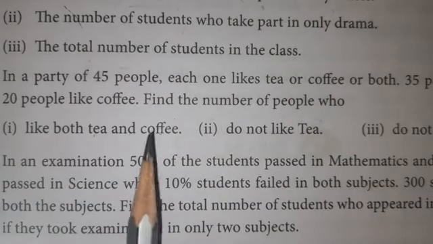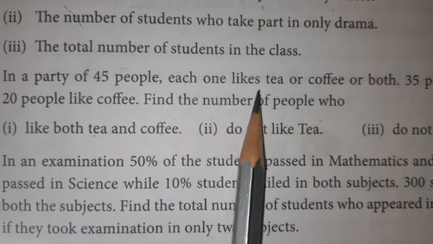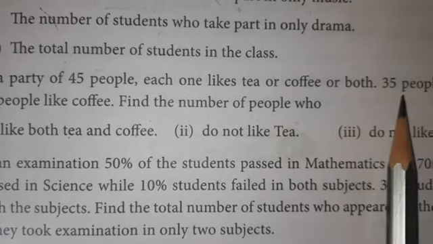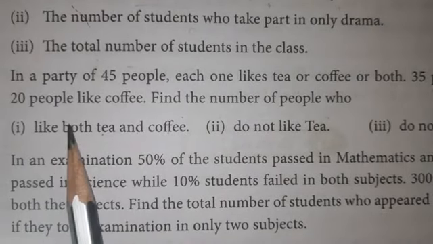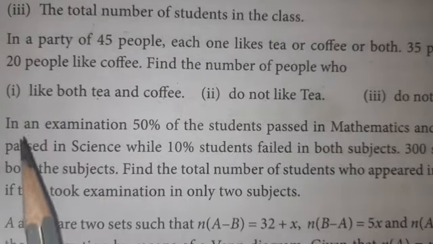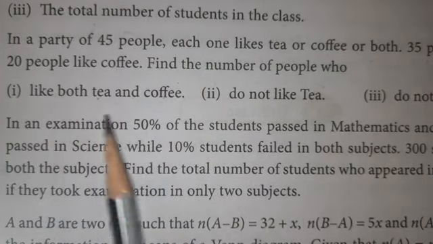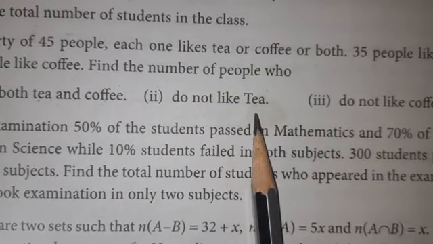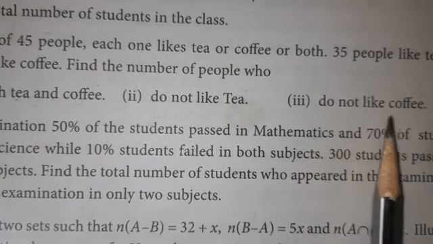Now question, in that party how many people are there? It is 45 people. Each one likes either tea or coffee or both. The number of people who like tea is 35. The number of people who like coffee is 20. Our question is, three questions they ask. First one, like both tea and coffee, that is the number of people who like both tea and coffee. Second question is the number of people who do not like tea. The third question is the number of people who do not like coffee.